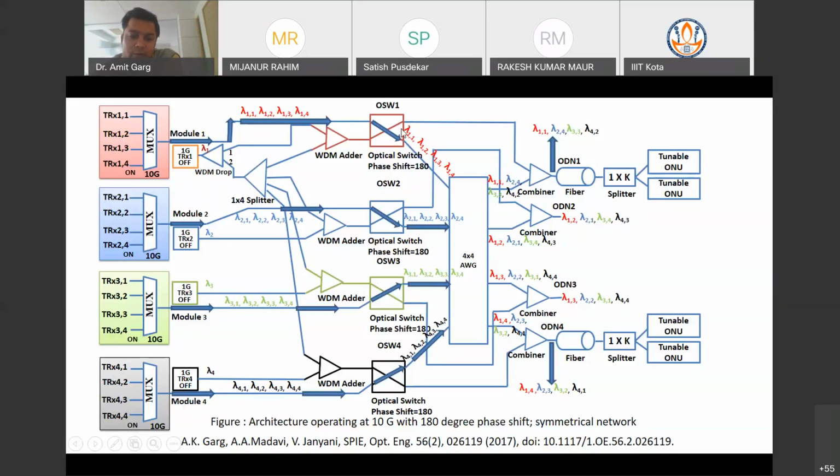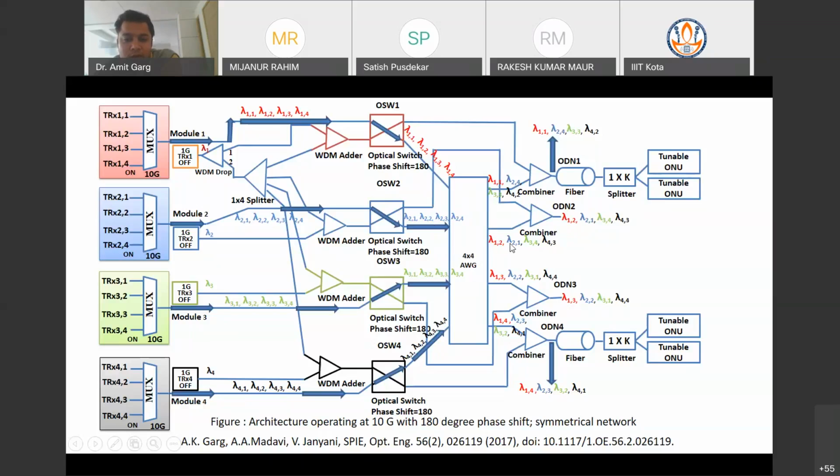Okay. So now the phase shift of all these switches is 180 degrees. So what is happening at this AWG or at this output port? Basically, due to the cyclic property, lambda 11 will be here, then lambda 12, lambda 13, lambda 14. Similarly, here lambda 21, 22, 23, 24.